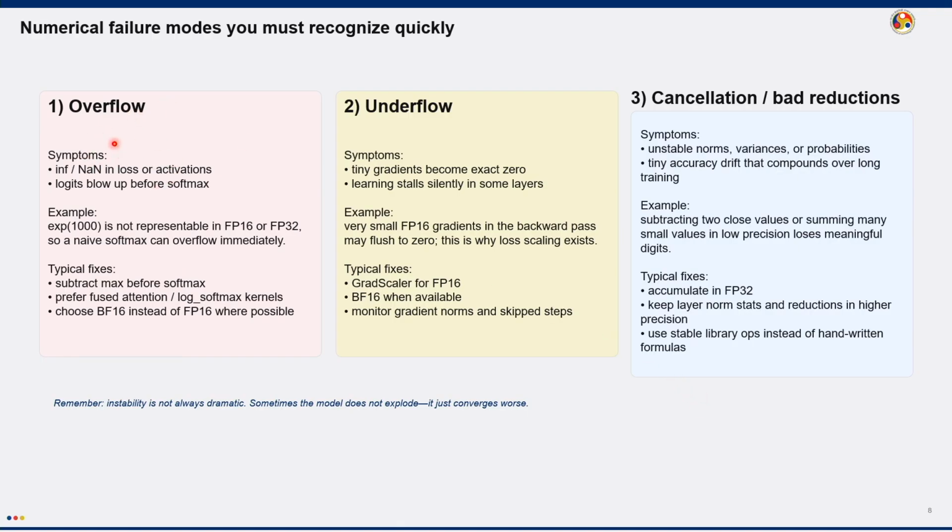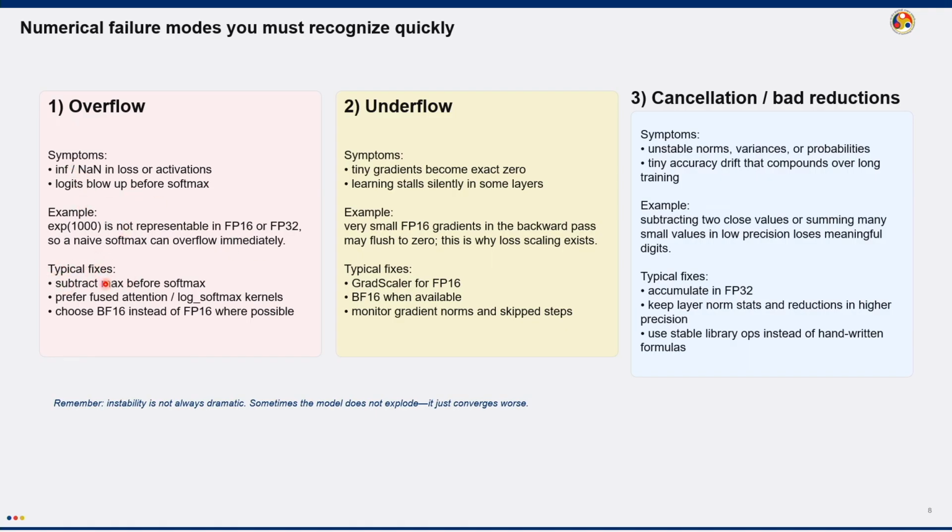Now, how should you know in your code whether overflow is happening, underflow is happening, or there are bad reductions causing unstable training? While training, if you see inf or NaN, which is infinite or not a number, in the loss or activations, or if logits are blowing up before the softmax, these are the symptoms of overflow. For example, exponentiation of 1000 is not representable in FP16 or FP32. So, naive softmax will overflow immediately and go to NaN.